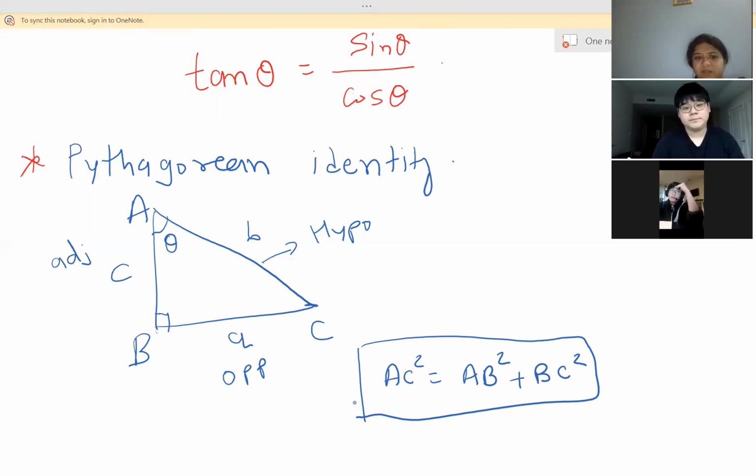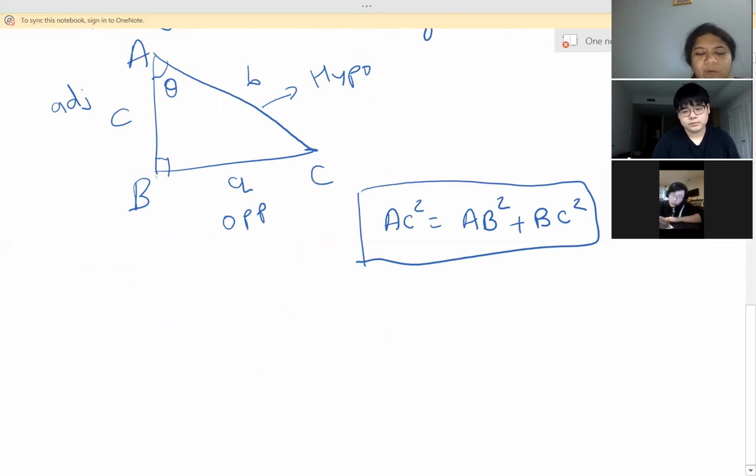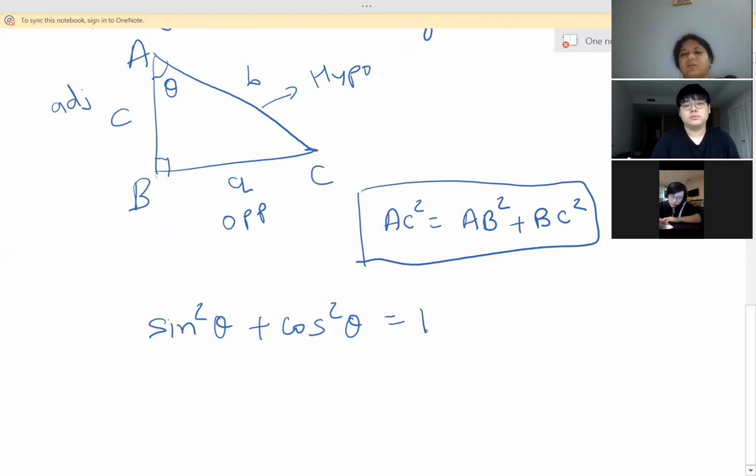So what I can write down here. So we have sin square theta plus cos square theta is equal to 1. So this is my Pythagorean triangle identity in terms of sine and cosine form. Any question? Yes, Gary, any question?